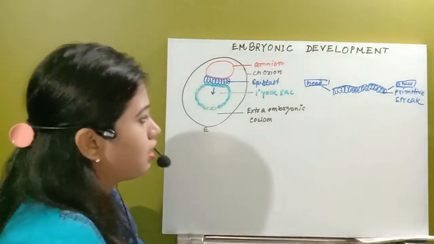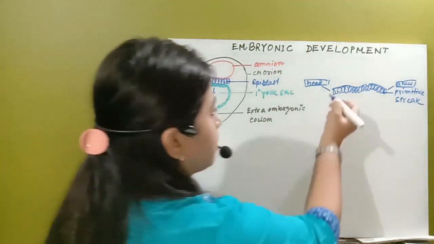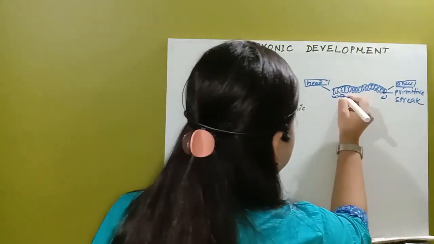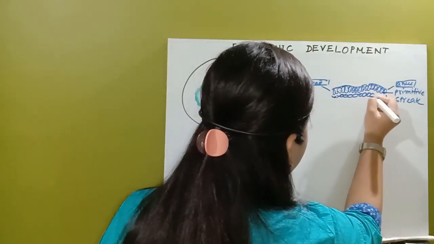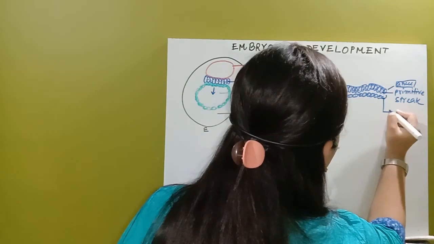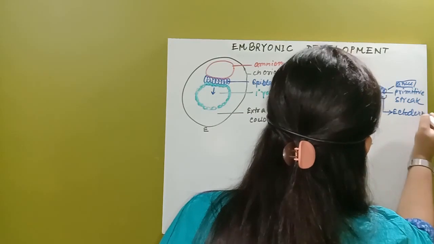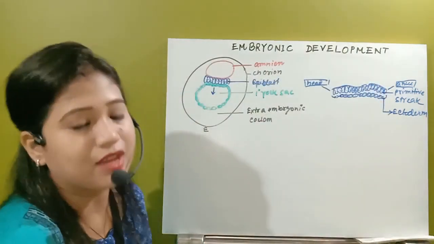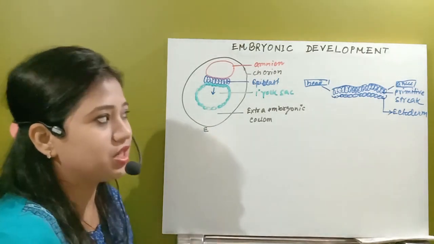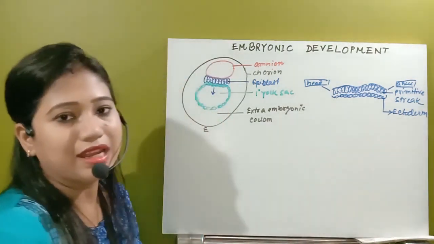From this primitive streak that is developed from the epiblast, some of the cells will invaginate, from this side and this side. These cells are formed just behind the primitive streak. That will form a germ layer, that is ectoderm. So ectoderm is formed from the epiblastic cell layer itself. Just behind the primitive streak, some of the cells will invaginate, and from both sides, whenever they invaginate, they will form the germinal layer, that is ectoderm.